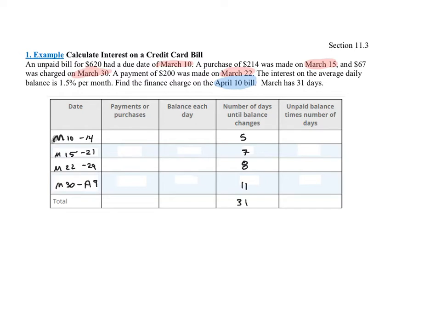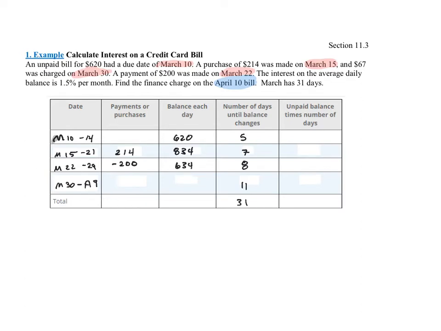Okay, now that we have the days down, let's look at what happened. Started off with a $620 balance. On March 15th, what happened? We purchased $214, so we're going to add $214 to that. That's going to give me a total of $834 as my new balance. On March 22nd, what happened? It says a payment of $200 was made, so that actually decreases the balance by $200, making my balance $634.